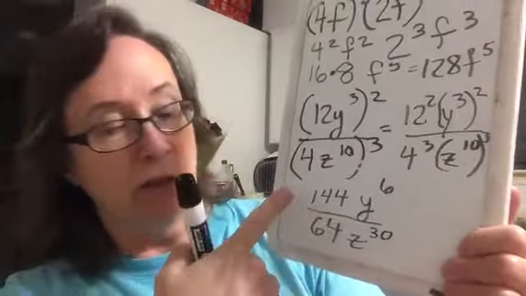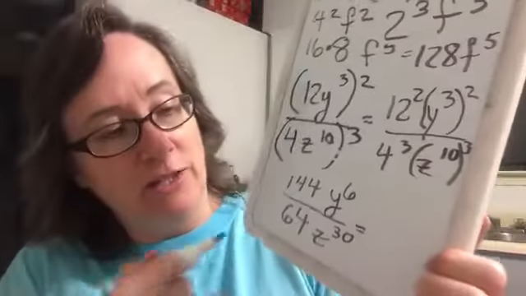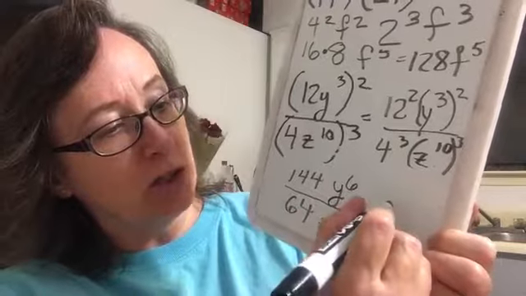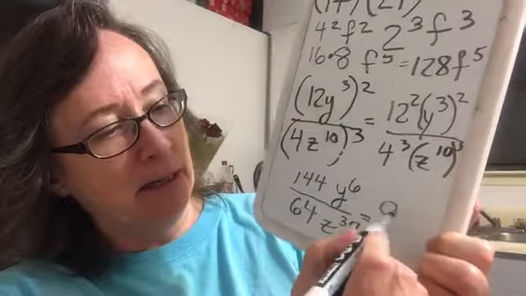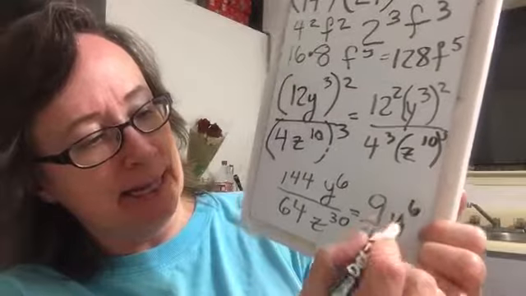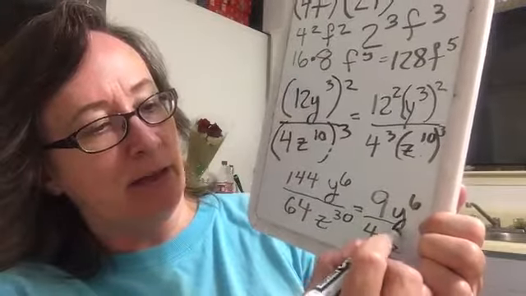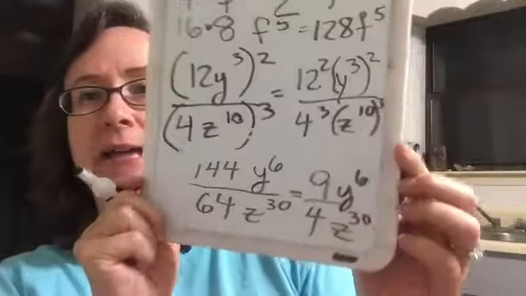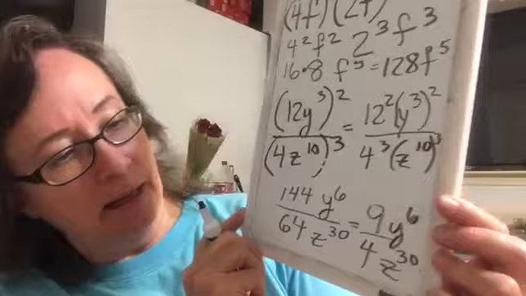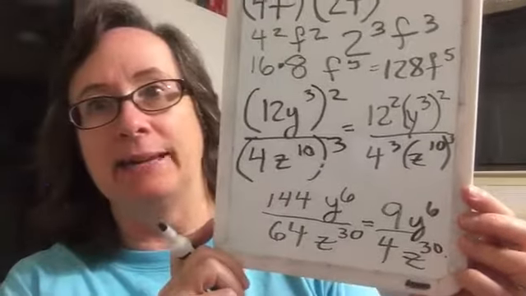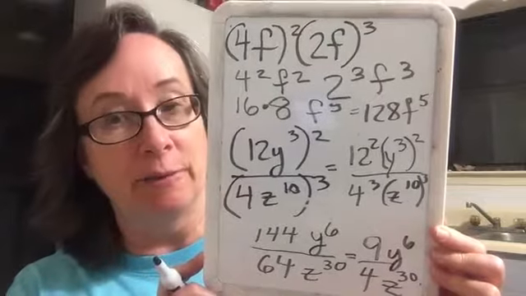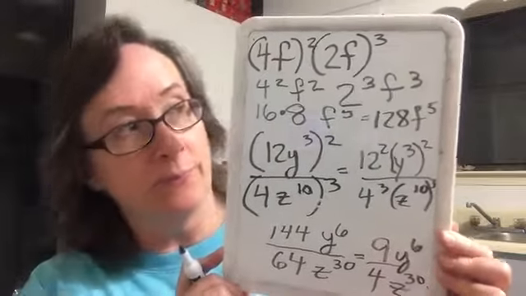So now all I have to do is take and reduce the 144 over 64, which turns into 9/4, and then the y to the 6th and the z to the 30 just get tacked on there. So we need to reduce the fraction, but we can't do anything with the y and the z. So that's just a little bit of an example of some combination problems.